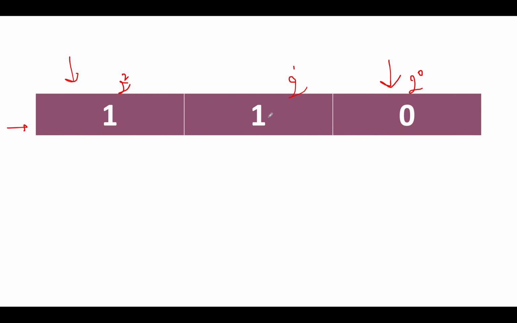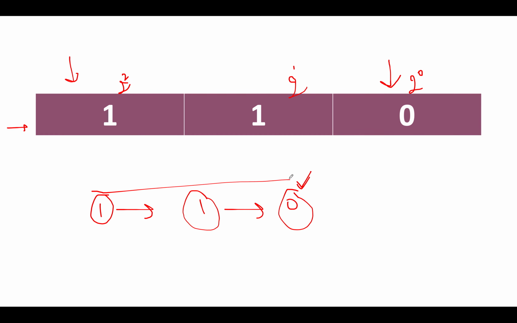However, we can't do this approach here. Why? Because we are given data in the form of a linked list. We have first value pointing to another 1 value, then it is pointing to the 0th value. So we can't start the iteration from this particular index. We have to start the iteration from this one, from left to right, not from right to left.